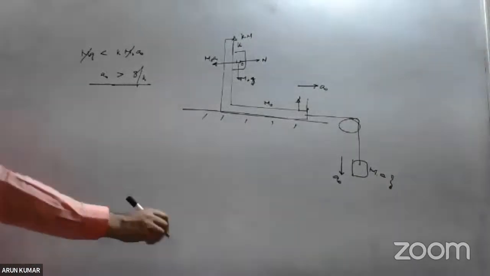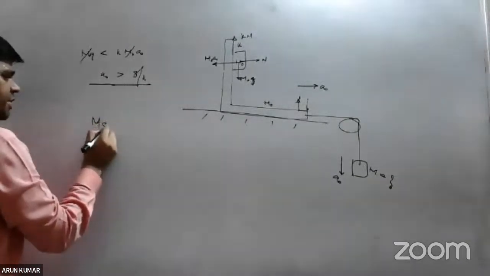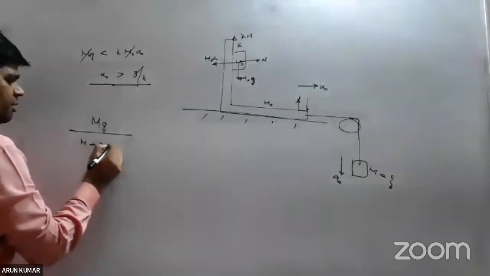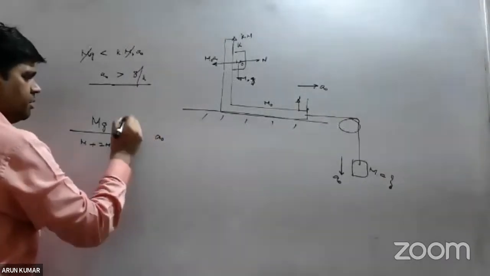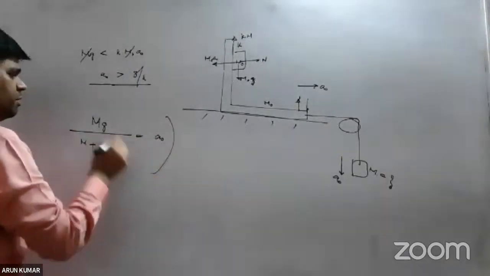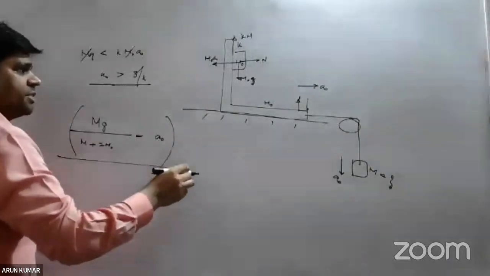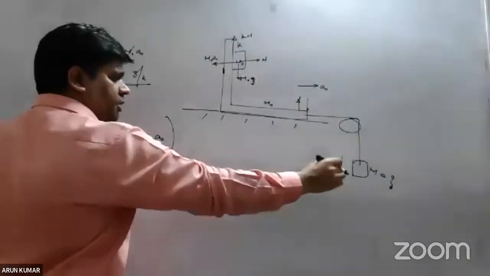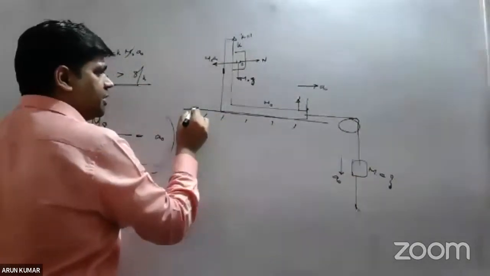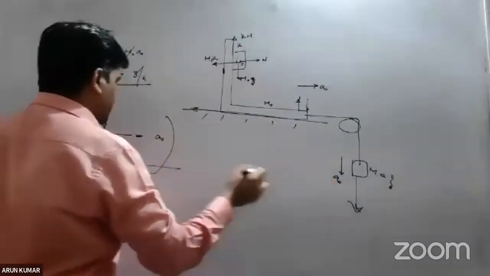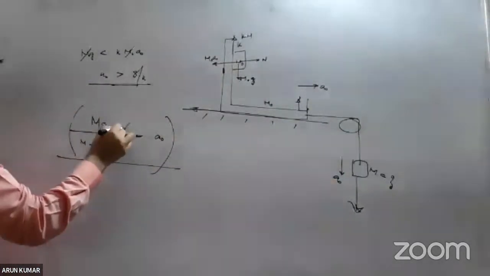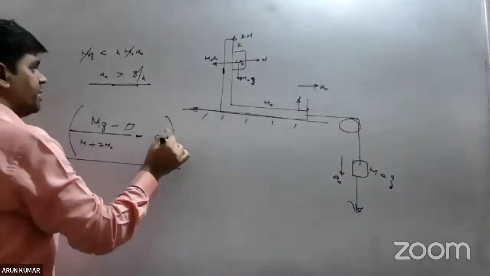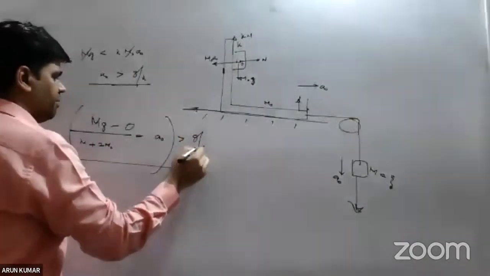Alright, now let's get the acceleration. How will you get it? mg by m plus 2m naught is my acceleration. My acceleration of the system of blocks is this, right? Because normal reaction is an internal force. So mg is the supporting force. There is no opposing force here. Supporting force minus opposing force, which is 0, by total mass will give me the acceleration of the blocks. Now this one should be greater than g by mu.